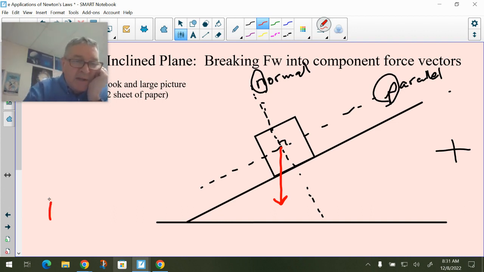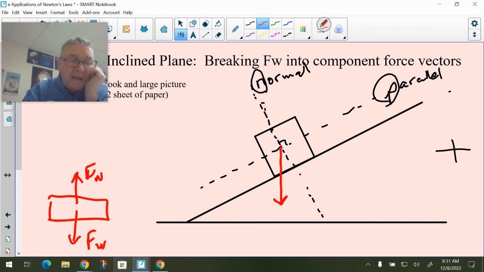Now, when the block was on a horizontal surface, we had the weight pushing down, and we had the normal force pushing up. We talked about that before when we did the friction lab. We had the weight pushing down, the normal force pushing up. That was Newton's third law pair. They canceled each other. They were equal to each other. Yay, everything was happy. But now you can see this is not the case anymore.